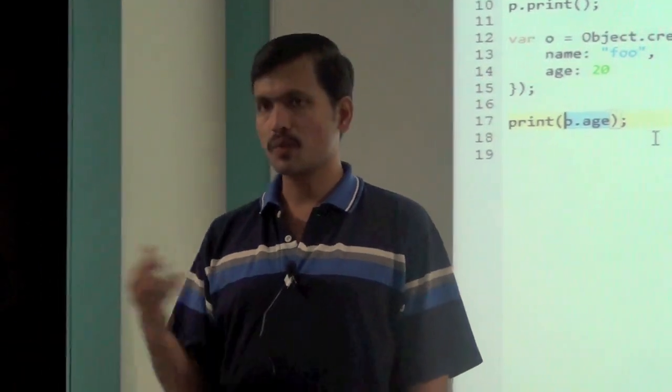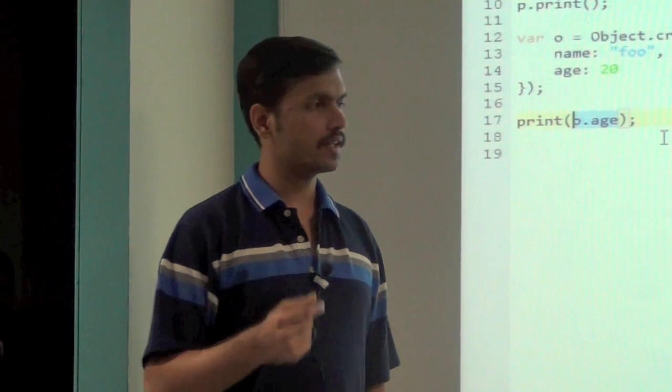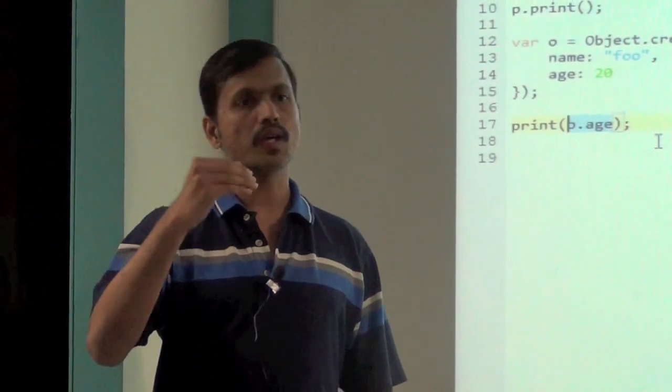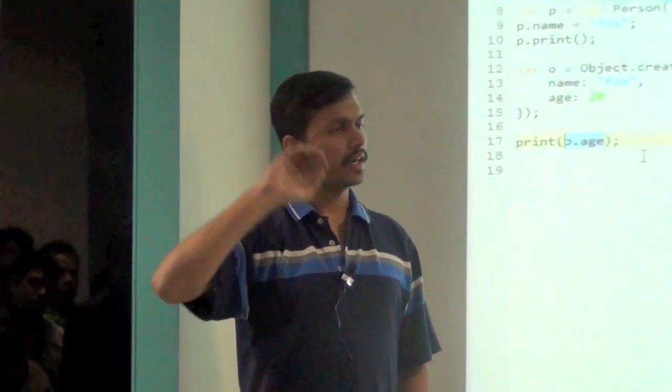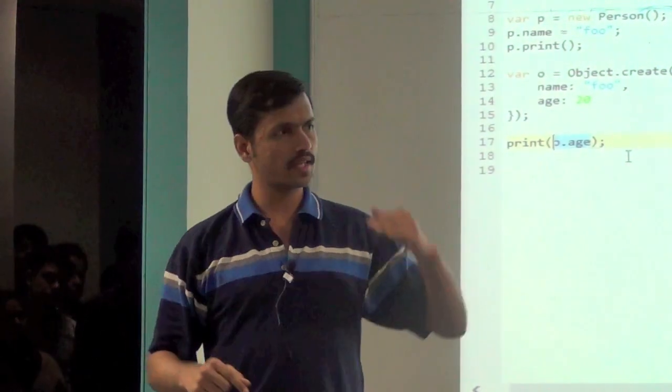It could also happen that there is no property called age on O. In that case, JavaScript runtime will go find out what is the prototype of O. Then look at the prototype and see whether that prototype has a property, and it keeps walking this prototype chain. So this can go n levels, right?